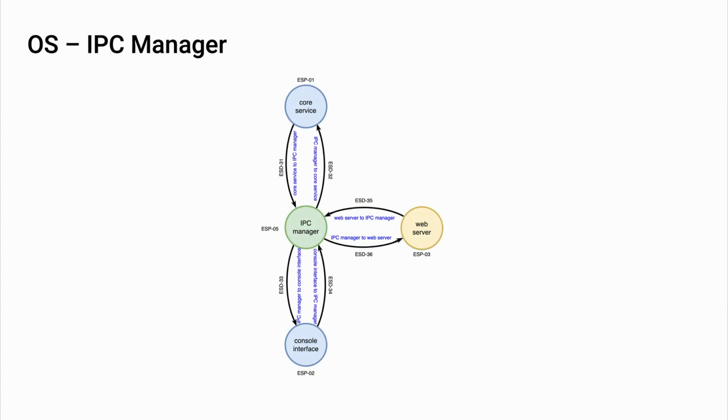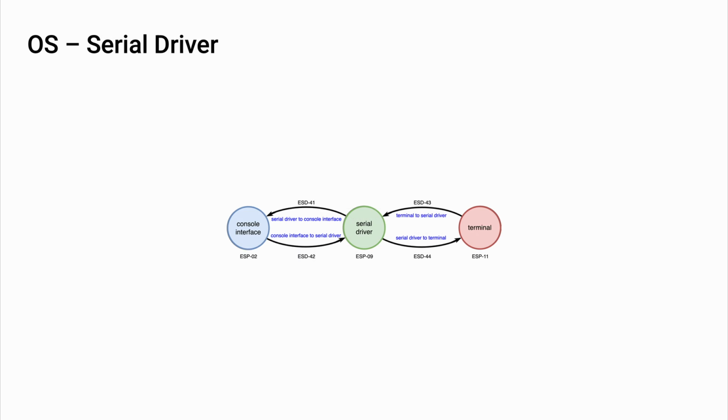The next component within the operating system we'll consider is the Interprocess Communications Manager. Here we have the core service, console interface, and the web server communicating with the Interprocess Communications Manager. We have the serial driver, and you'll note on the left the console interface in blue and the terminal in red, indicating that it is external to the system. Note that we're not using any boundaries here because the color coding does that indication for us.